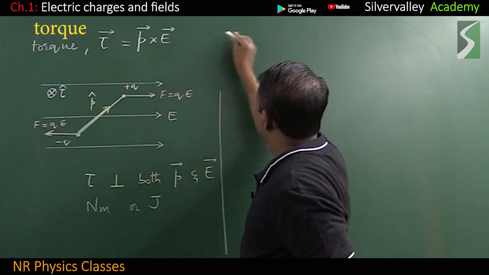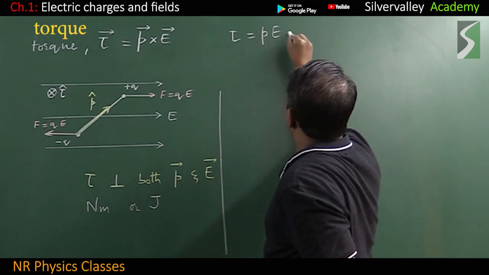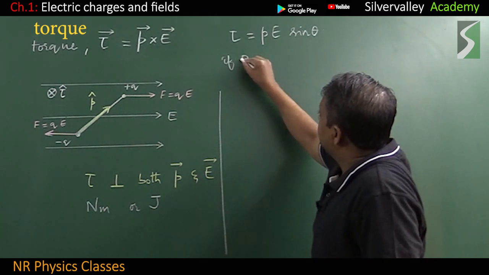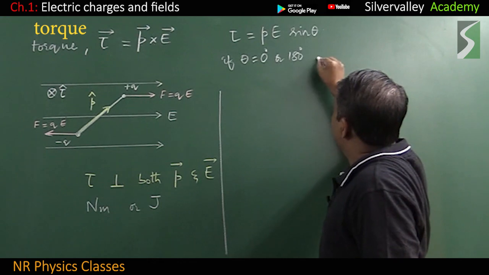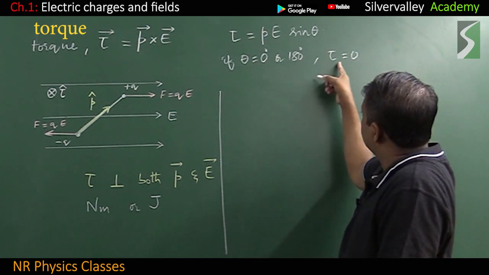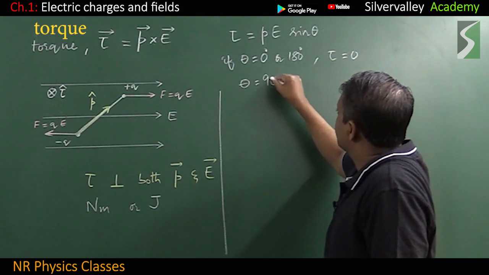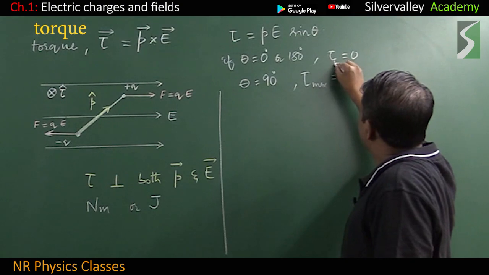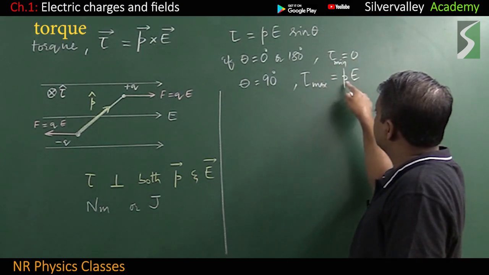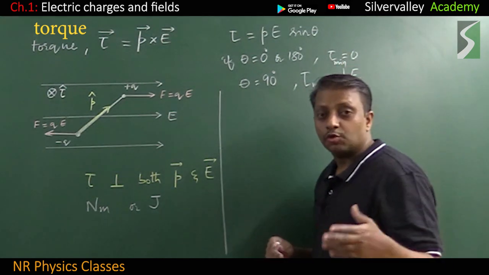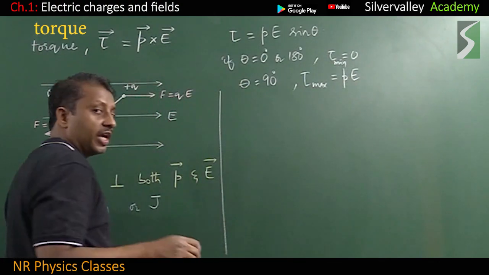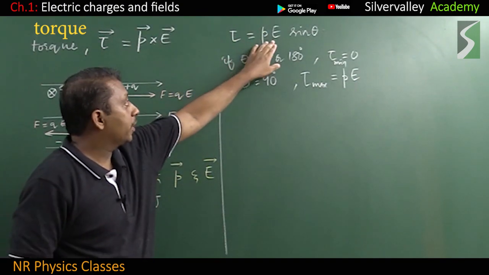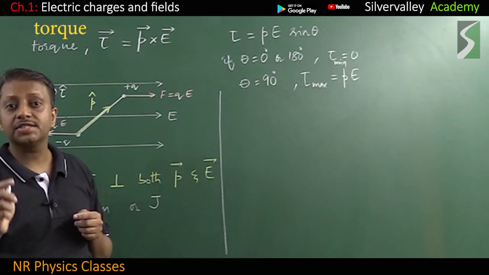If torque is P cross E, then the magnitude of torque is P E sin theta, isn't it? If theta is 0 or 180, then torque is 0, since sin 0 and sin 180 are both 0. If theta is 90 degrees, then torque is maximum, and the maximum torque is P into E. Tau minimum is 0, at 0 degrees. So for questions like for what angle torque is minimum, zero or maximum, we can depend on this. Cross product of two vectors means sine function. Dot product of two vectors means cos function.